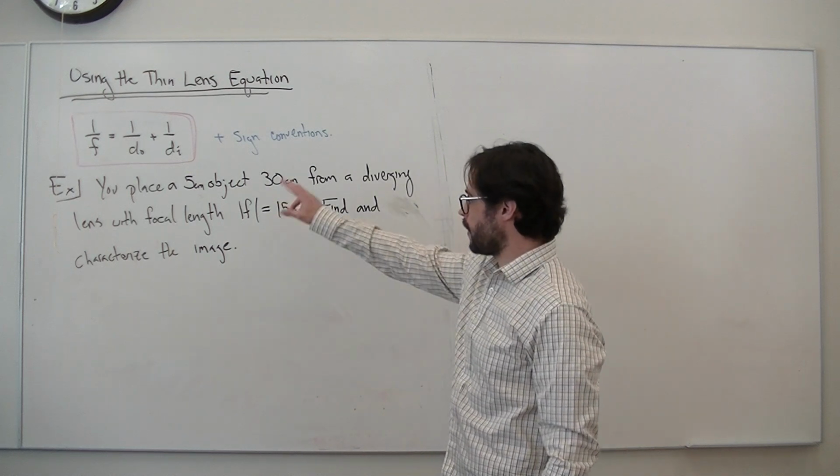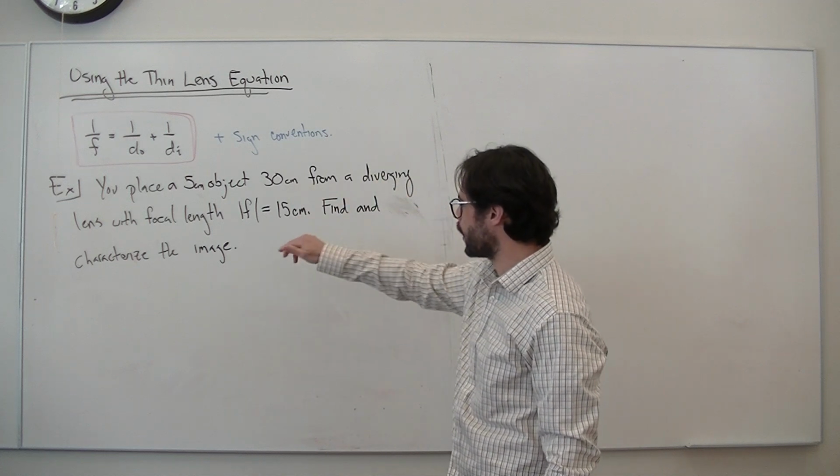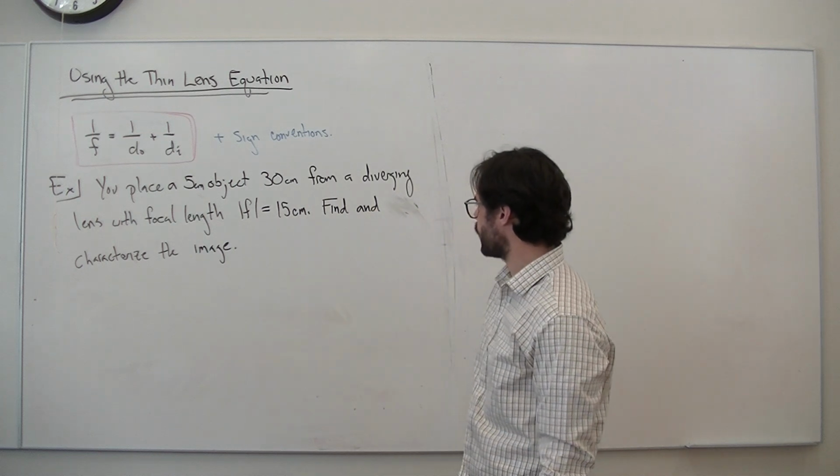So let's say that I have a 5 centimeter object that's 30 centimeters from a diverging lens with a focal length, note those sneaky absolute value bars, of 15 centimeters. Find and characterize the image.